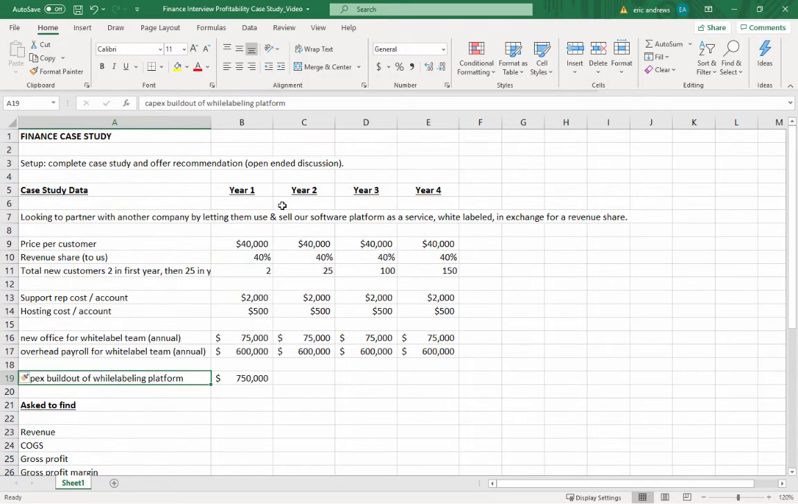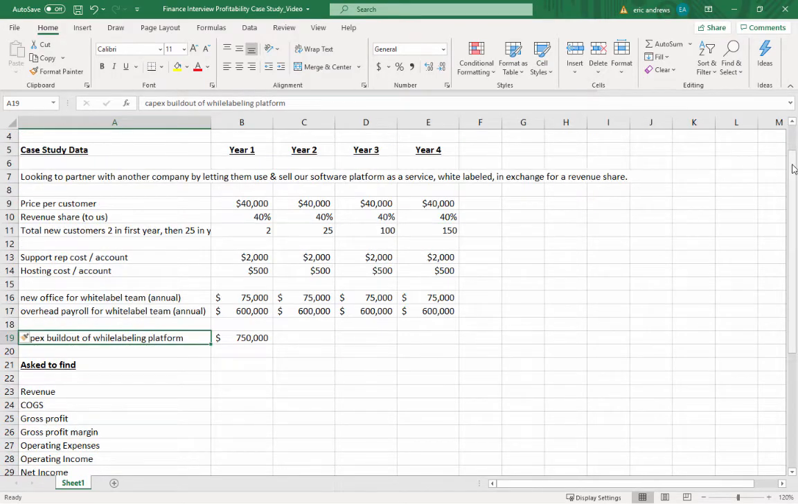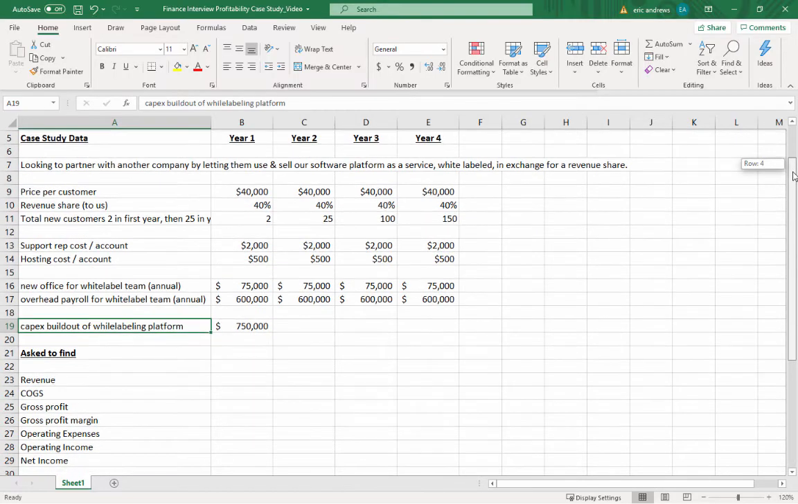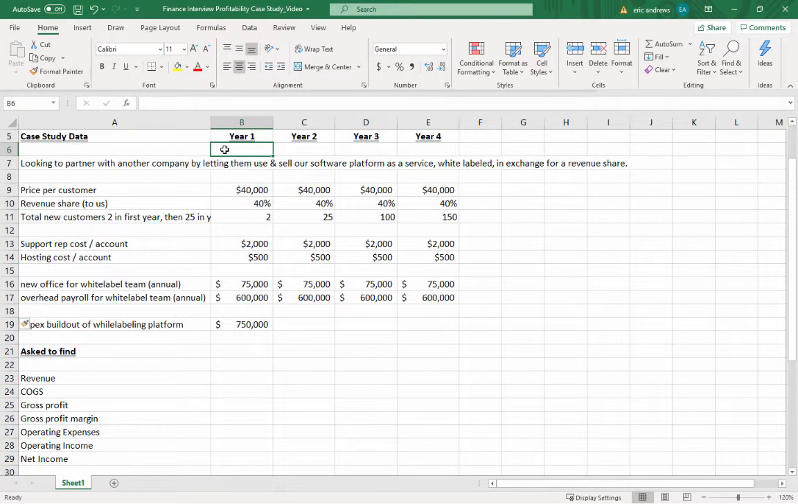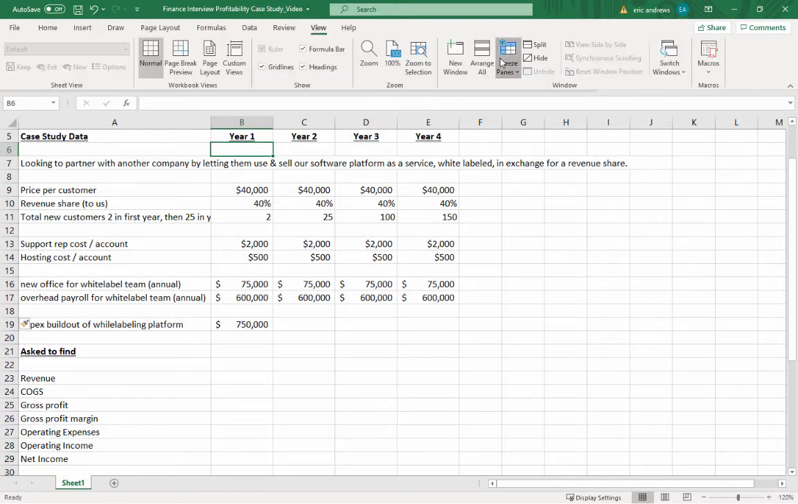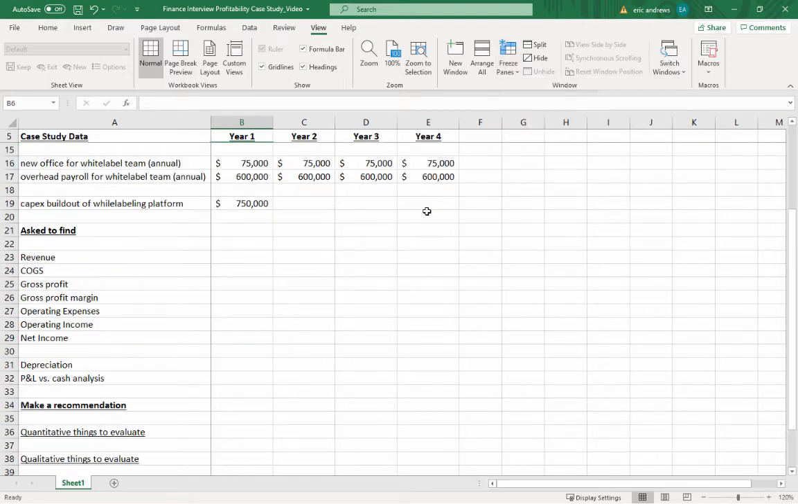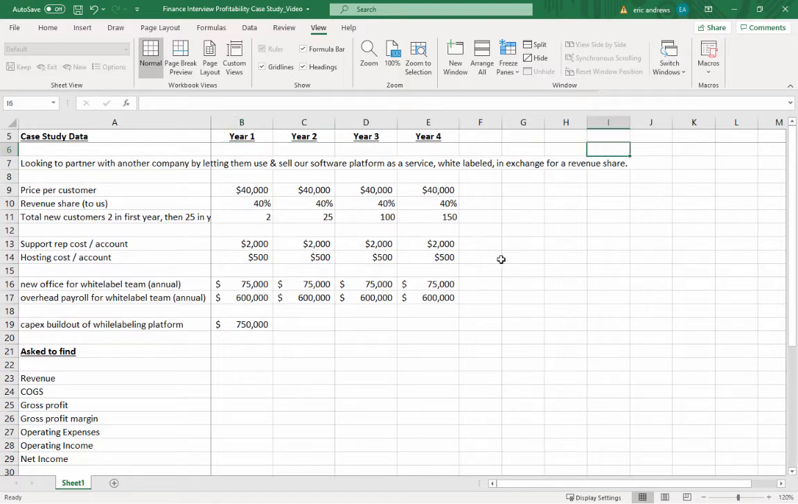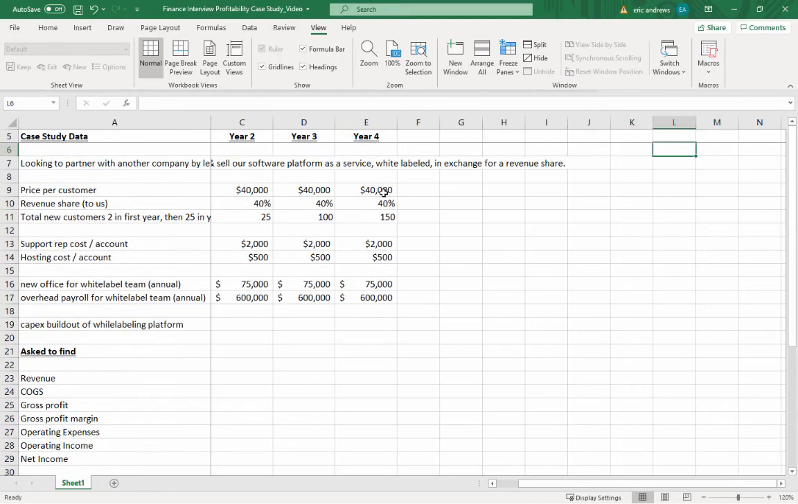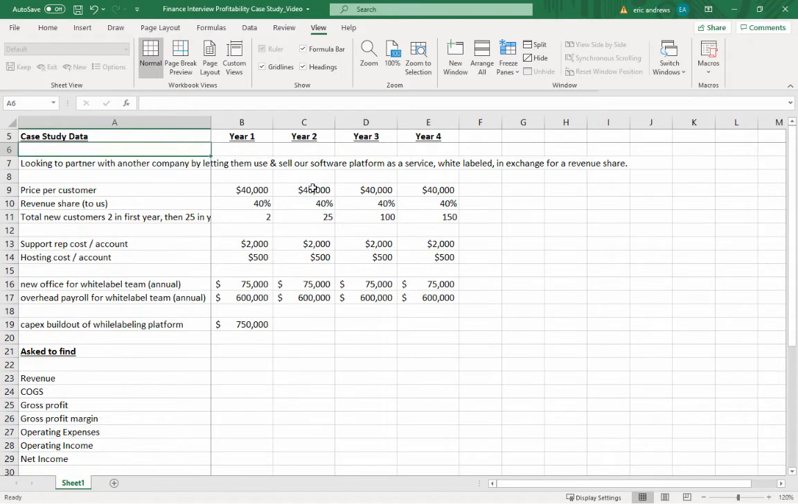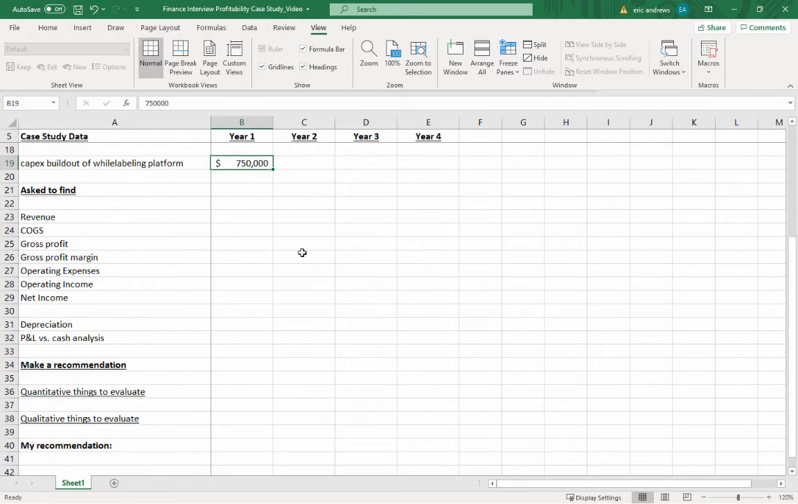Okay, so I'm actually going to move down one row and check this out. Go here, click View, freeze panes, and that's going to make it so that no matter where I go, I don't lose my titles in the top row. Okay, so let's start.